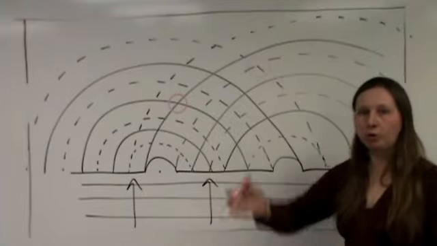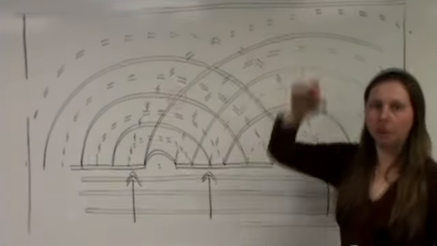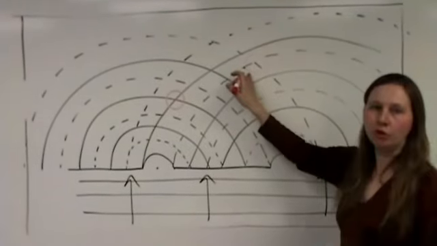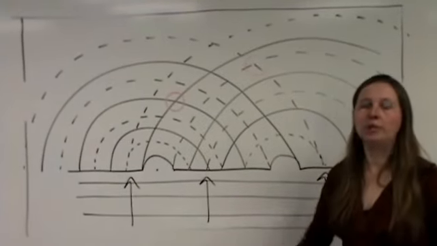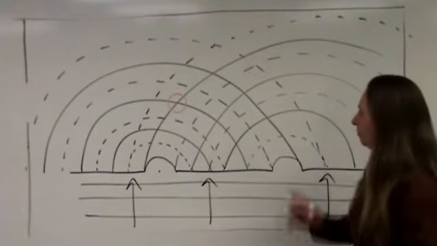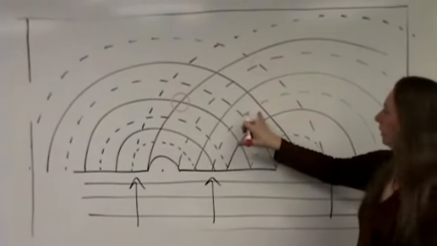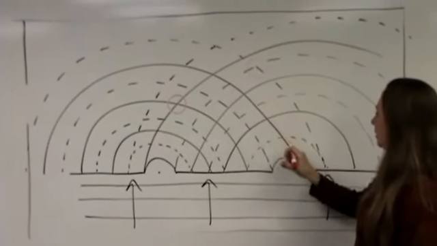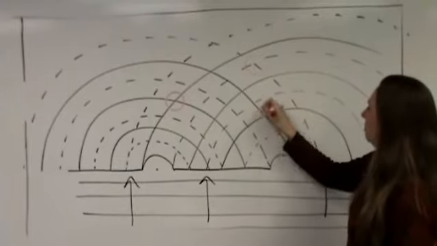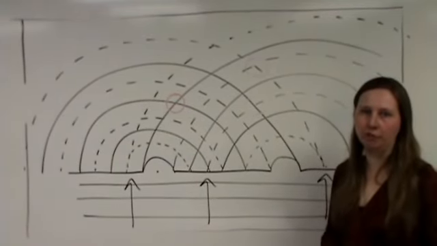Crest and crest are both going up. They work together. The resultant is a larger amplitude. Trough and trough are both going down. They work together. The resultant is a larger amplitude. Now, what about here? Here we have a crest and a trough meeting. That would be an example of destructive interference.